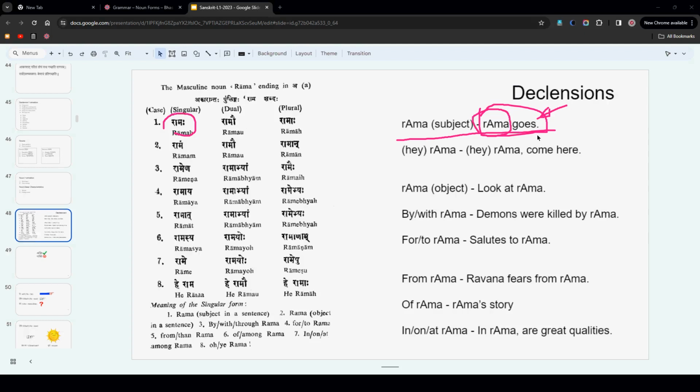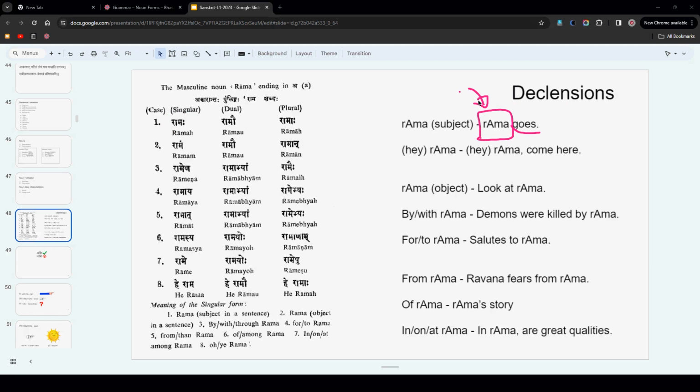So each sentence will have a verb, right? Even if it is just "is", like "Rama is there." So "is" is a verb, and that signifies some action, the action of existing. Here, "goes" is an action in that sentence. So with respect to that action, what is this word doing there? That action is performed by this Rama. That is why we call it a subject in English grammar.